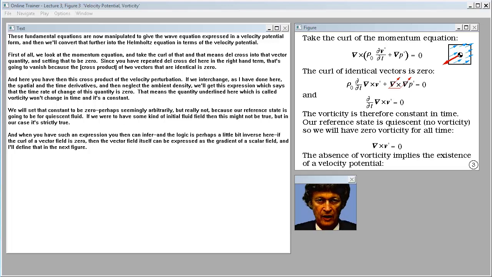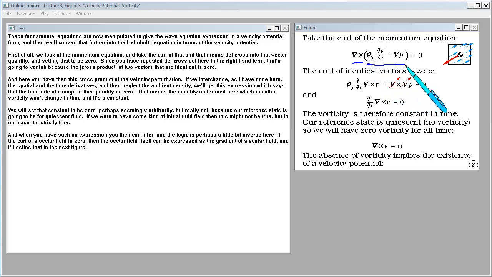These fundamental equations are now manipulated to give the wave equation expressed in a velocity potential form, and then we'll convert that further into the Helmholtz equation in terms of the velocity potential. First of all, we look at the momentum equation and take the curl of that, and that means del cross into that vector quantity and setting that to be zero. Since you have a repeated del cross del here in the right-hand term, that's going to vanish because the curl of two vectors that are identical is zero.